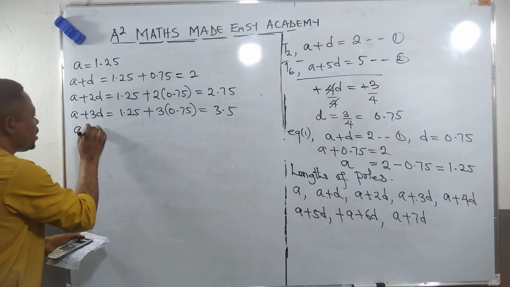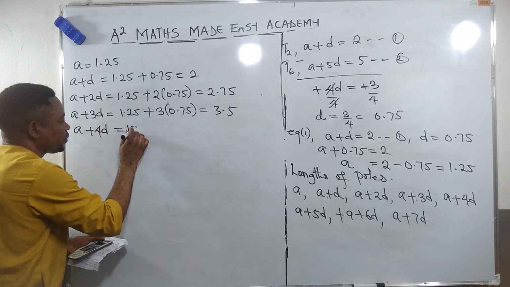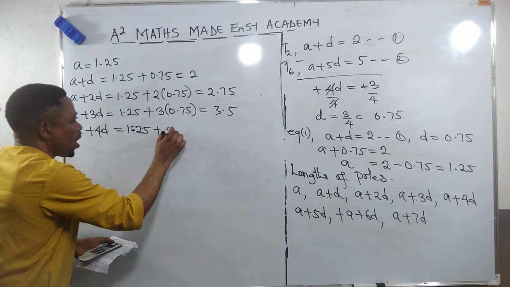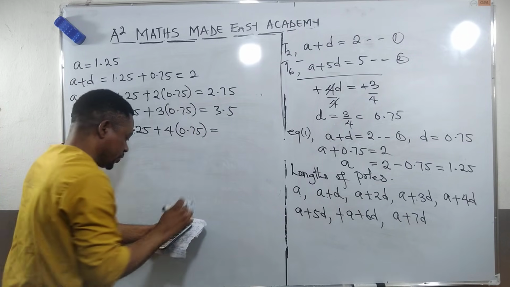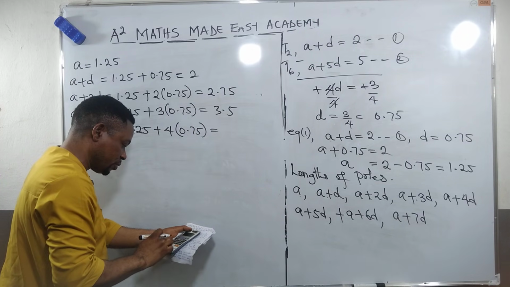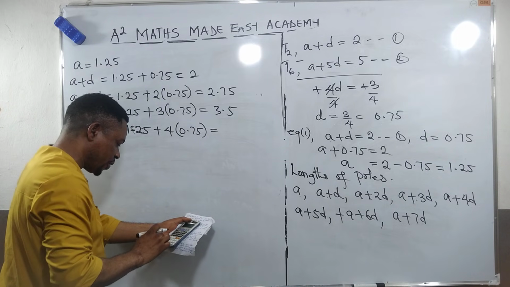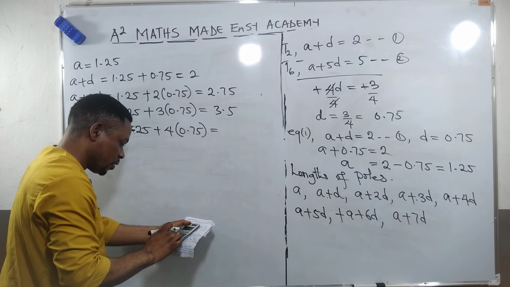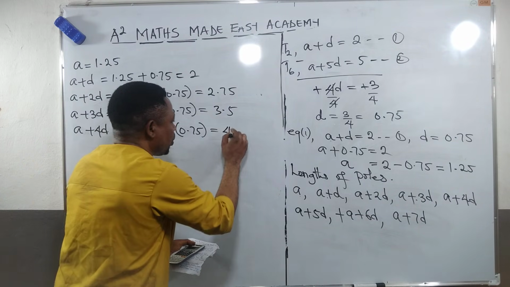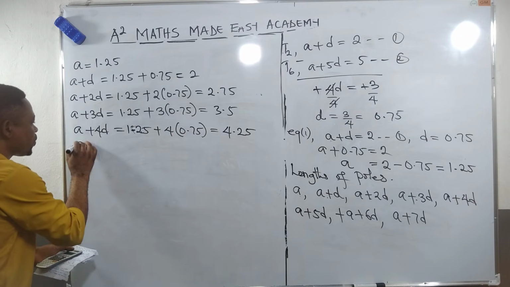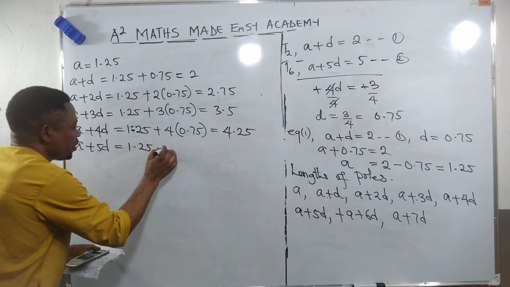The next one is A plus 4D. What is A? 1.25. Then plus 4. Are you there? Times. What is D? 0.75. Then what is the result? Watch. 1.25 plus what? 4. Open bracket. What do you have? 0.75. Close the bracket. It will give you what? Wow, 4.25.